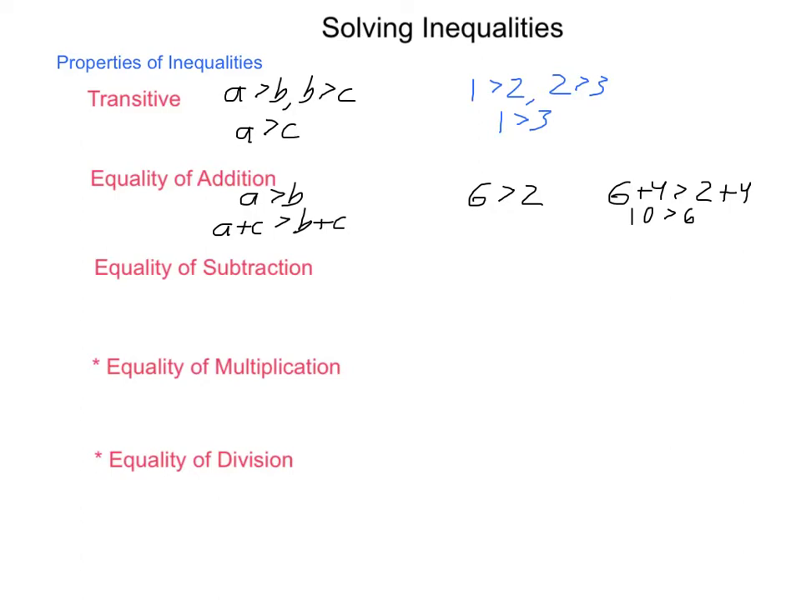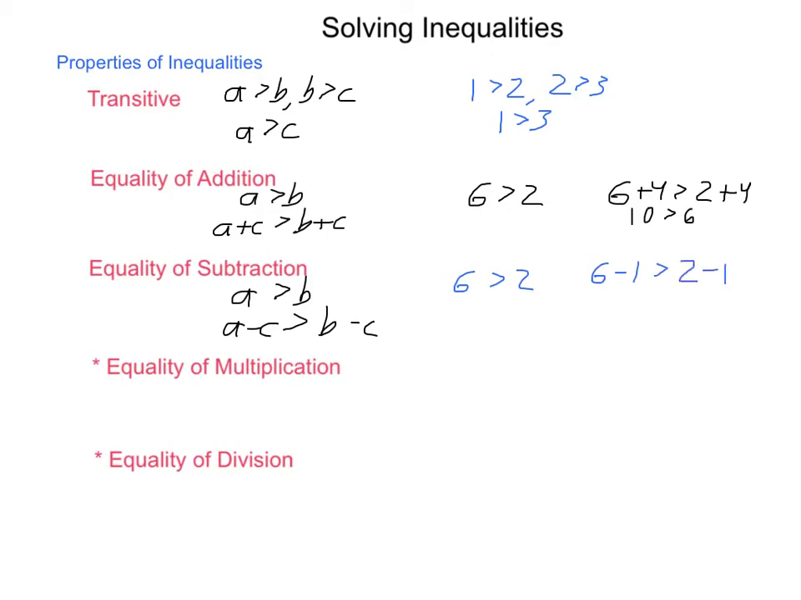So now, if we were to do this with subtraction, if A is greater than B, then A minus C is greater than B minus C. So if 6 again is greater than 2, then 6 minus 1 is greater than 2 minus 1. Simplifying, we get 5 is greater than 1.